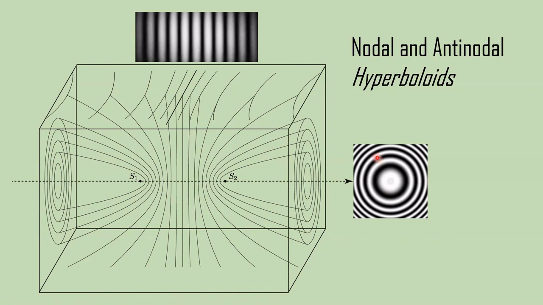The surfaces of maximum constructive or destructive interference are, in fact, hyperboloids.